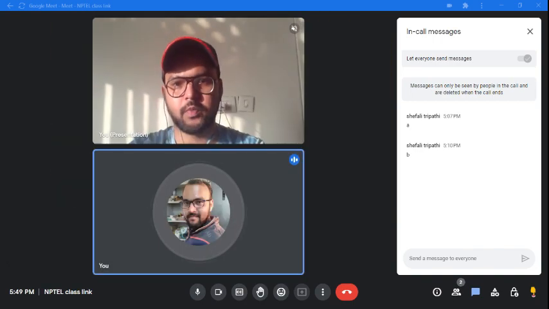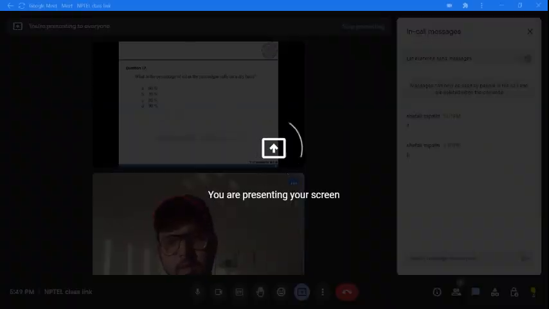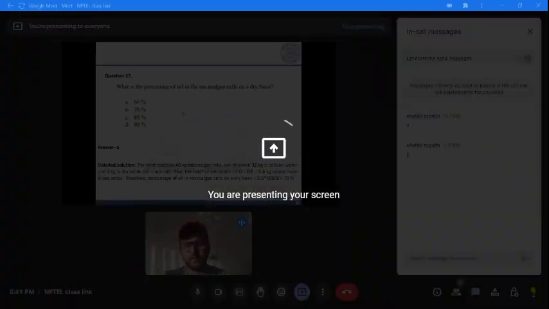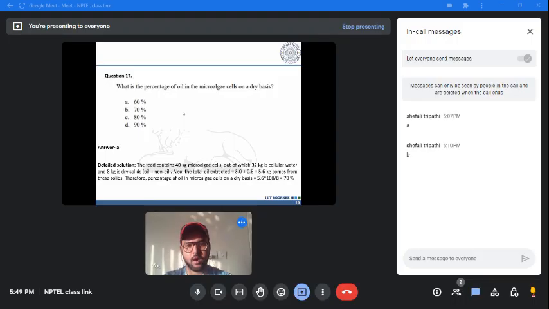What is the percentage of oil in the microalgae cell in the dry mass? The total feed content is 40 kg of microalgae cells, out of which 32 kg is cellular water. So 8 kg is dry solid. Oil plus non-oil: the total oil extracted is 5 plus 0.6, that is 5.6 kg, which comes from the solid. Therefore, the percentage of oil in the microalgae cells in dry mass is 5.6 kg out of 8 kg. So that is 70%.